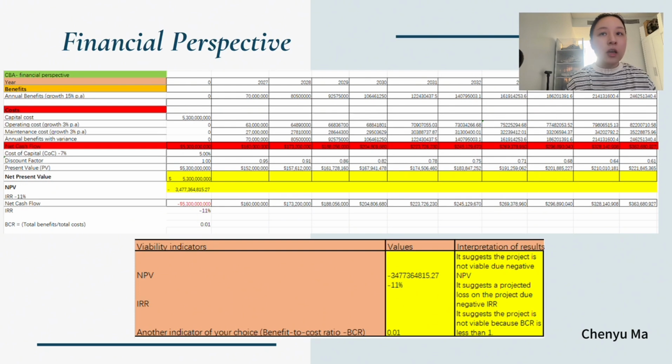$3.848 billion, meaning the project's discounted inflows are far lower than its cost. The IRR is negative 11%, well below the benchmark rate, and the BCR is 0.01, indicating that each dollar invested only brings 1 cent of return. These results suggest the project destroys rather than creates investor value. Therefore, unless major changes improve revenue or reduce costs, investors would likely reject it.